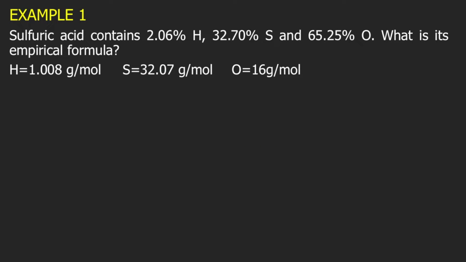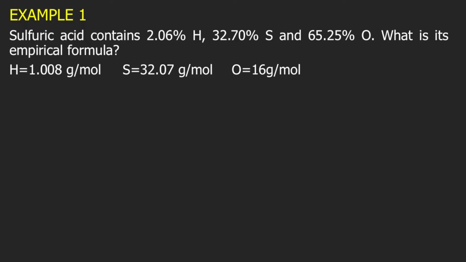As I've mentioned, we will be determining the empirical formula from mass percent composition. For example, sulfuric acid contains 2.06% hydrogen, 32.70% sulfur, and 65.25% oxygen. What is its empirical formula?